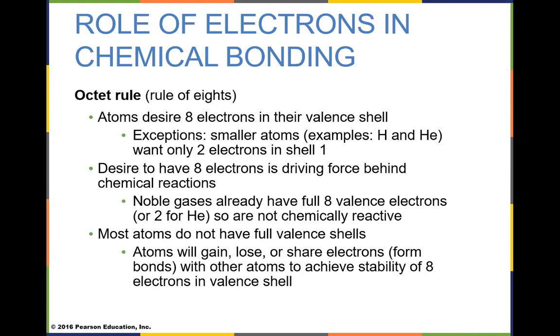Neon has atomic number 10. 10 electrons, 2 in its first shell, 8 in the second shell. The second shell is full. Neon doesn't react with anything either. We go up to argon. Argon has 18 as its atomic number. 2 in the first shell, 8 in the second shell, 8 in the third shell. Argon doesn't react either. If all of our shells are filled up, the atom is not reactive.